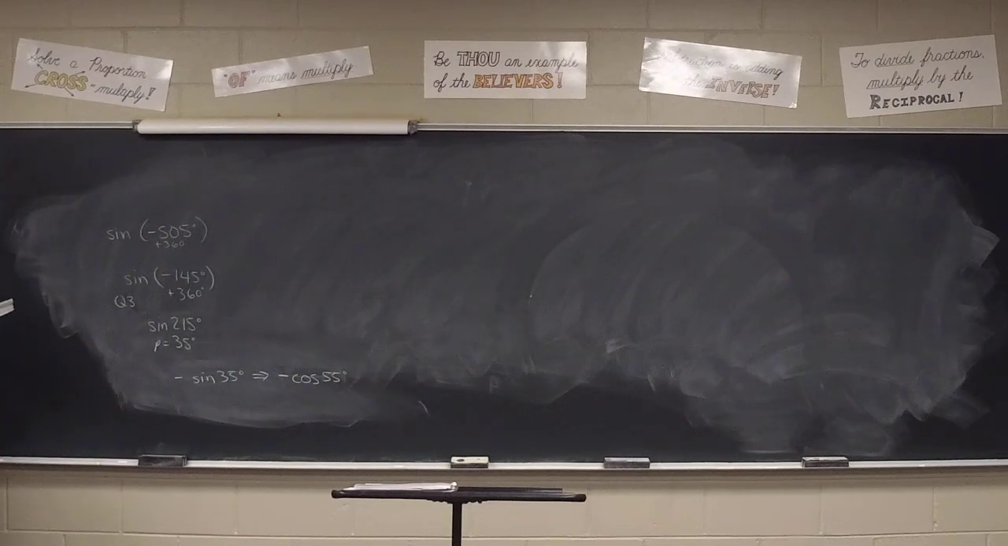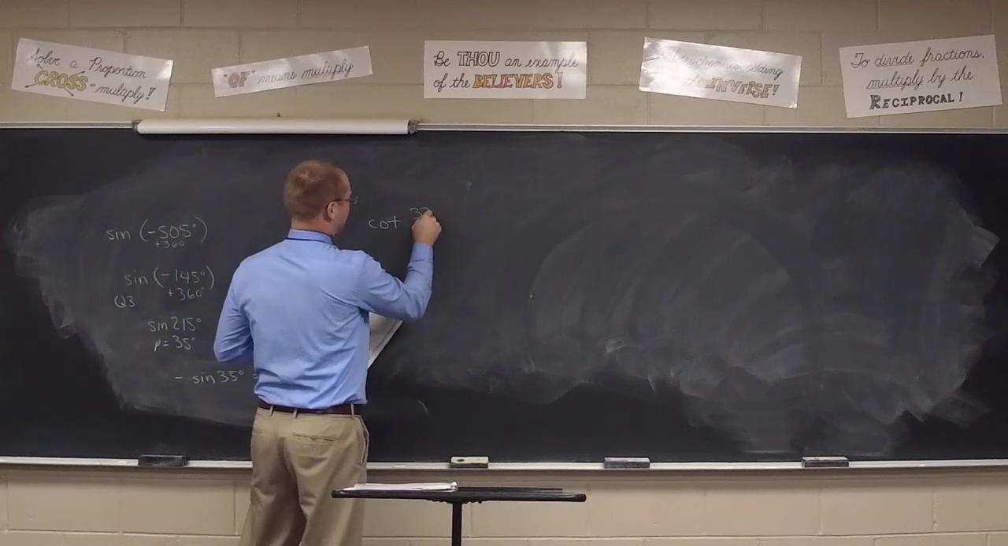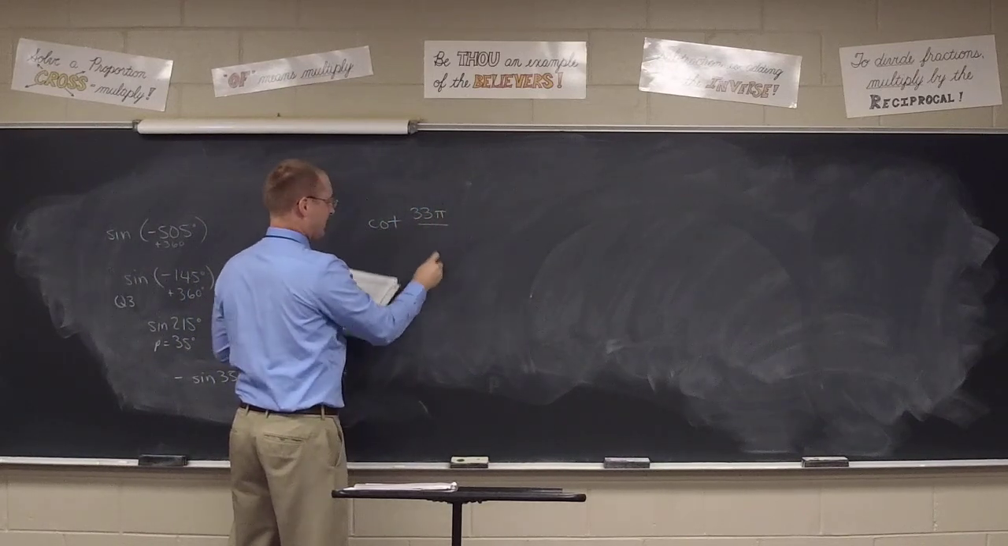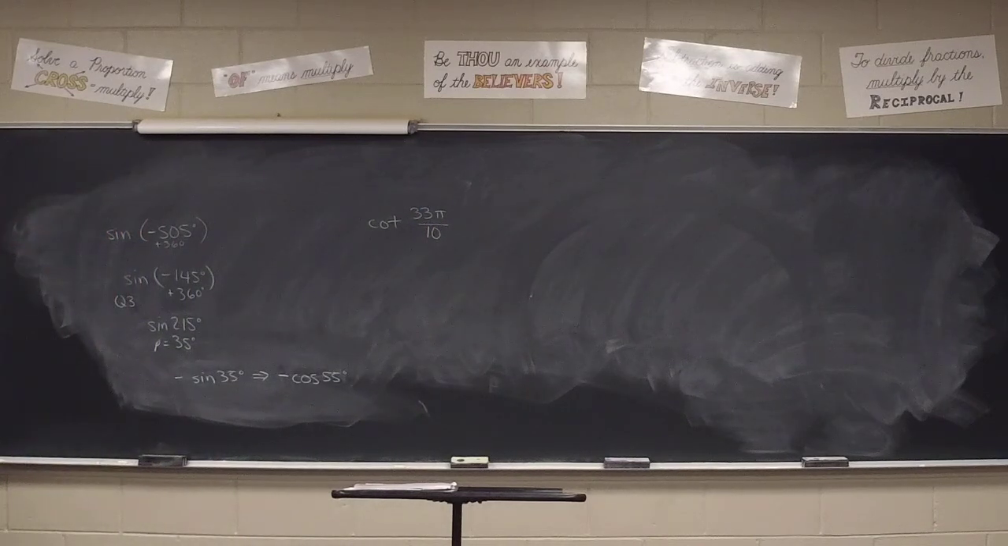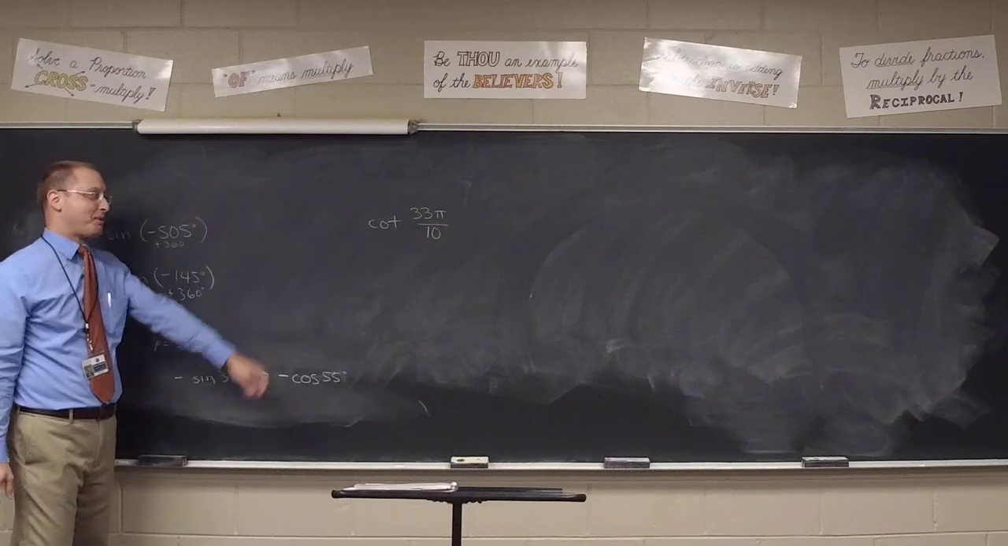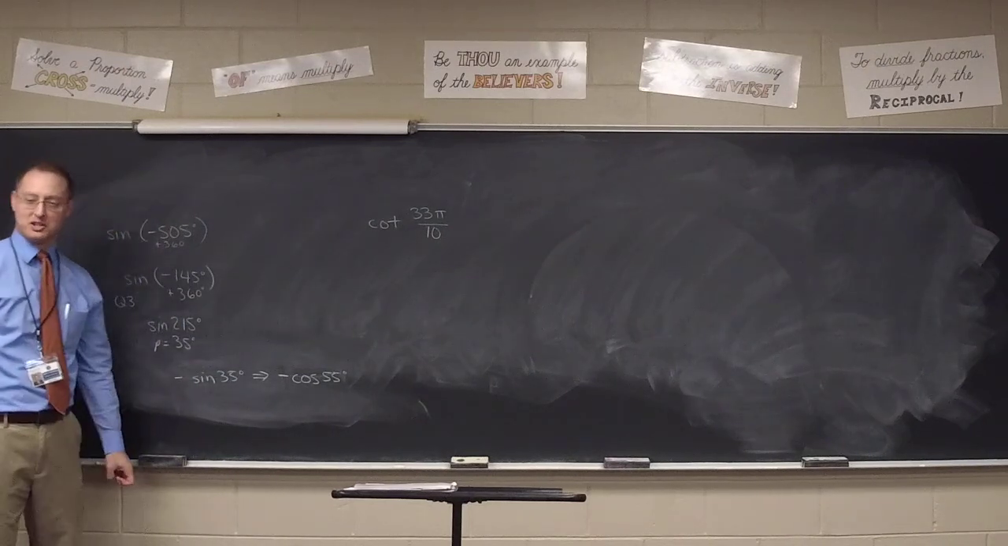Let's go on to the next problem. Number 18. All right, the cotangent of 33 pi over 10. It would really help if I had answers in here. As is, I'm just at the mercy of whether or not anyone catches stuff. All right, cotangent of 33 pi over 10. And let's go to Ethan.